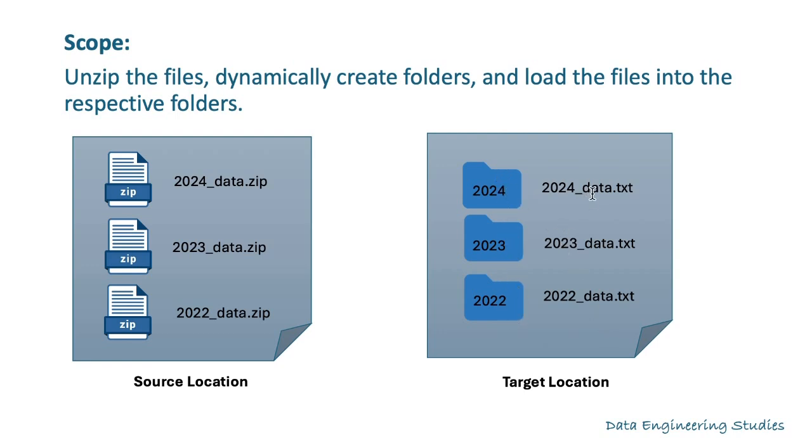That is, 2024 data.txt is getting loaded into the 2024 folder. 2023 data.txt file got loaded into the 2023 folder and 2022 data.txt file got loaded into the 2022 folder. We are going to create one single pipeline which uncompresses the files, dynamically creates the folders and loads the files into the respective folders. I hope the scope of this use case is clear. Now let's get into the implementation.